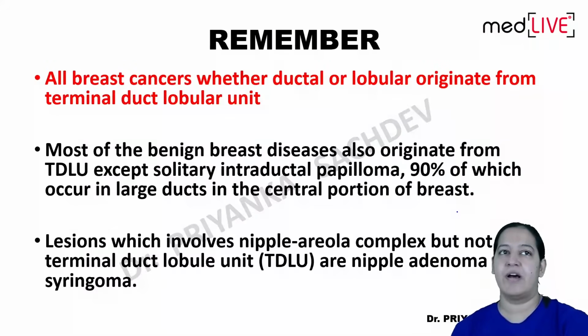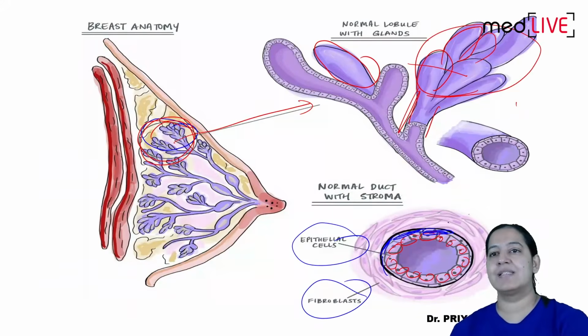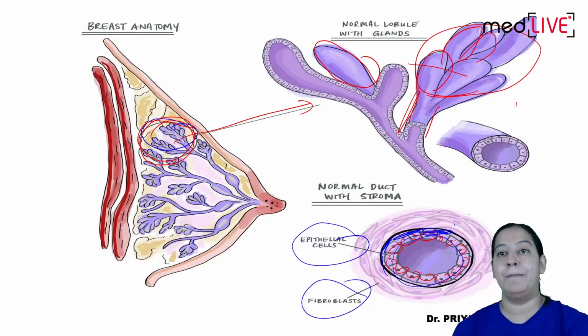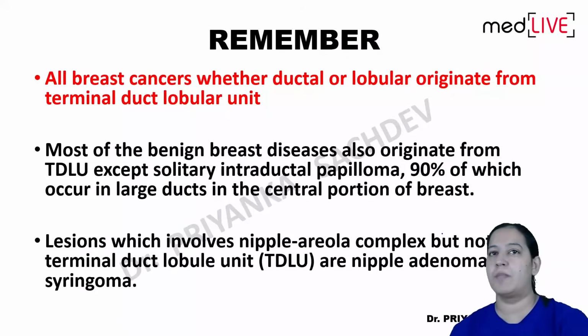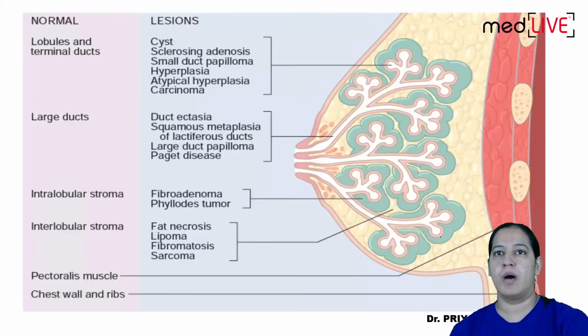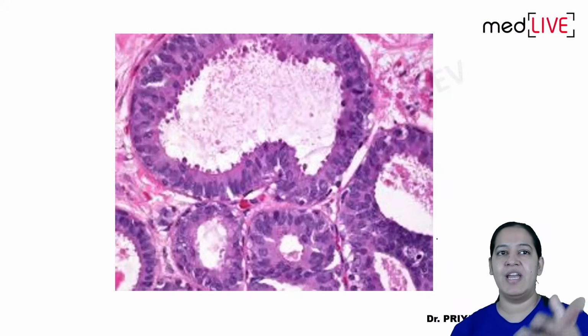So, beautiful diagrams. And all breast cancers occur in the epithelial component, not in the stroma. Background is stroma. So there are two types of lining here to see.